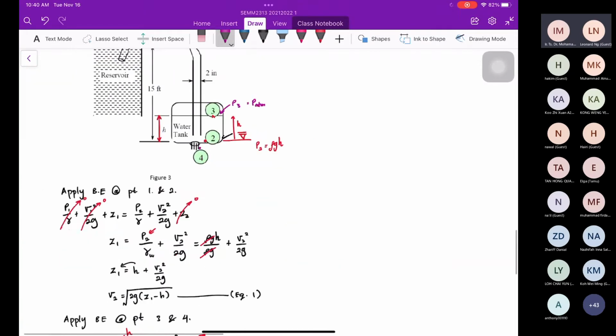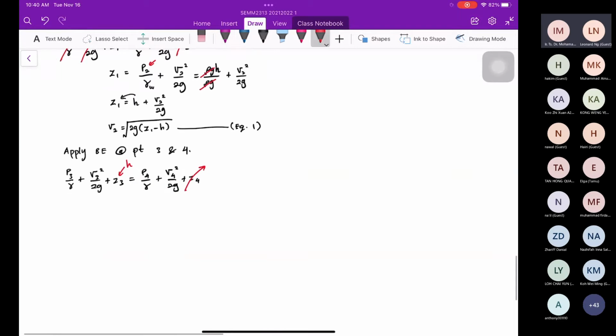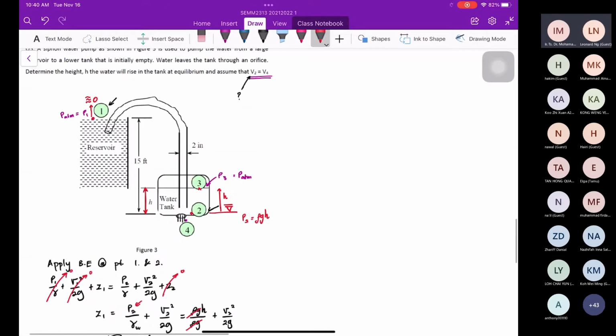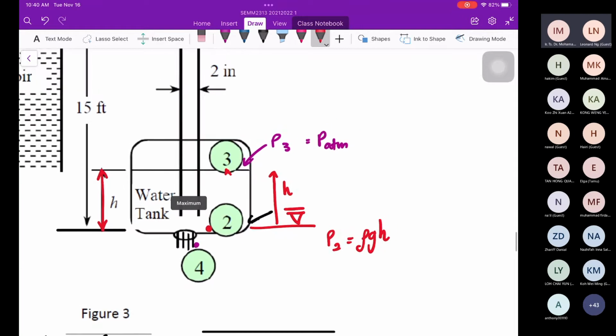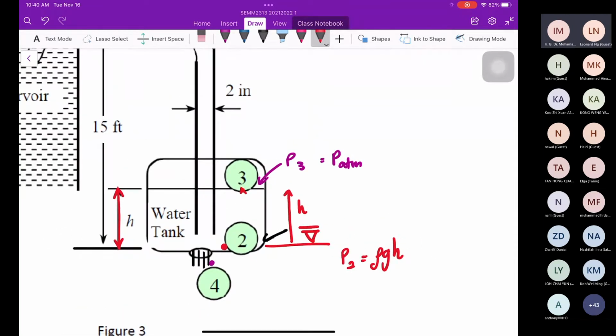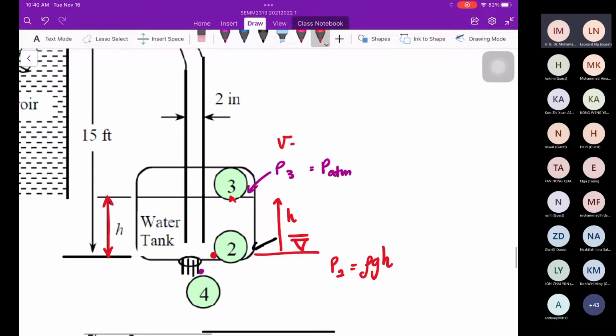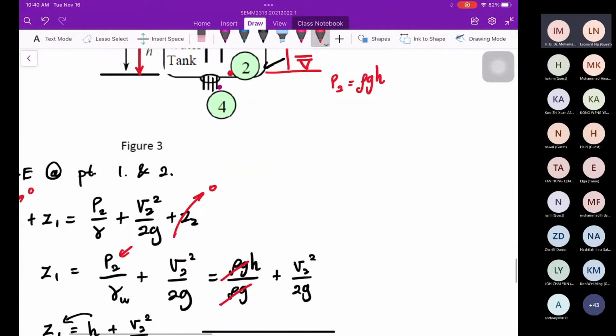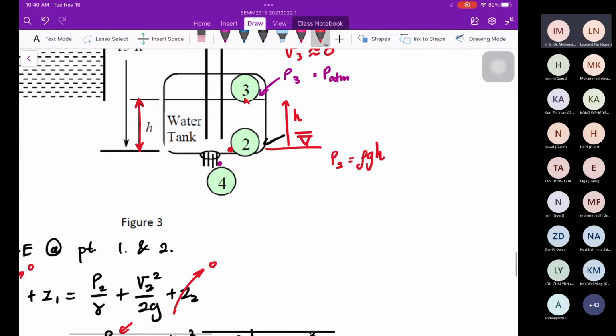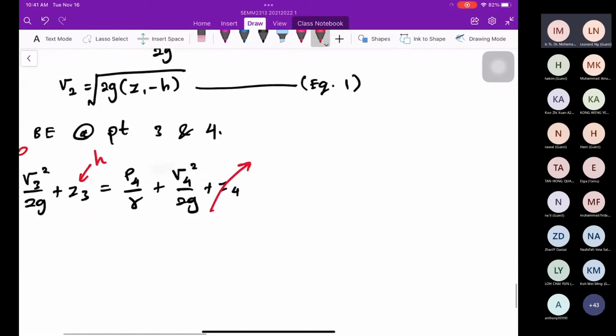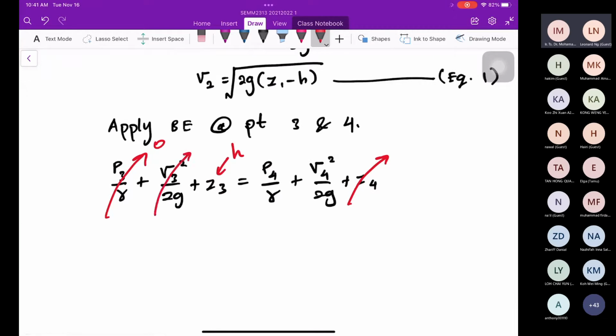Because this is a gauge pressure. Alright, and then V3. Okay, we can see this is the water tank. The velocity is very small, the increment. Velocity at 3 is reaching 0, hardly to see. Maybe this is the water tank, it's hardly to see. There is no change of velocity. So V3 equal to 0.